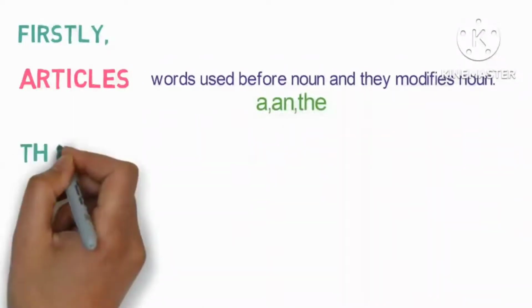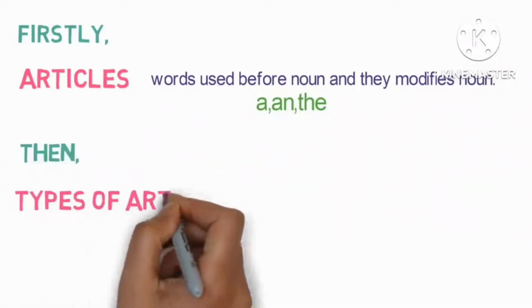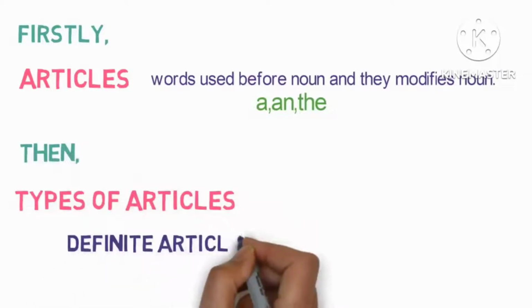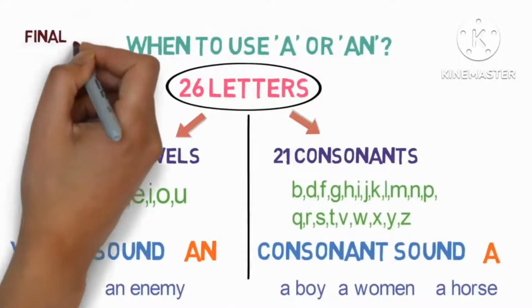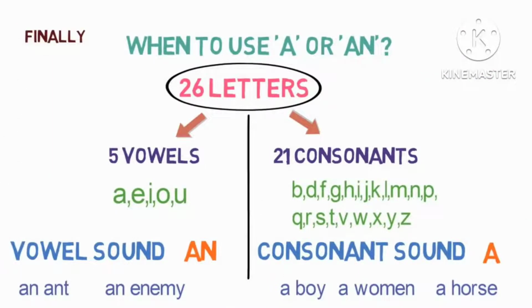Then we learned the two categories in which these three articles are divided: definite articles and indefinite articles. The comes in definite articles and a and an come in indefinite articles. Finally, we understood when to use a and an before a word. Use a when the word starts with a consonant sound and an when the word starts with a vowel sound. That's all about articles in this video.